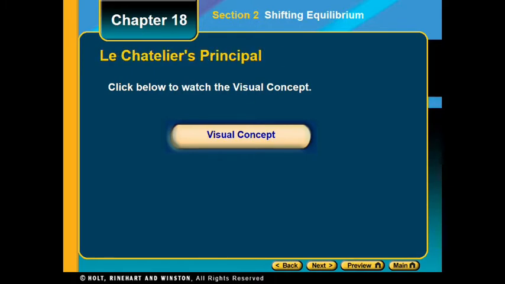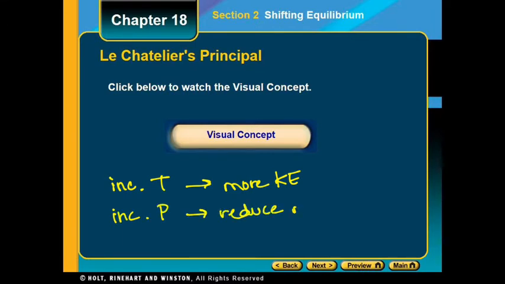In this first video right here, I'm just going to do this quickly. Don't need a ton to go with this because it will be described here soon. If you increase the temperature, then you have more kinetic energy. If you decrease the temperature, less kinetic energy or less movement. If we increase the pressure, then we will reduce the moles of whatever side, reactant or product, where we have decreased the pressure.